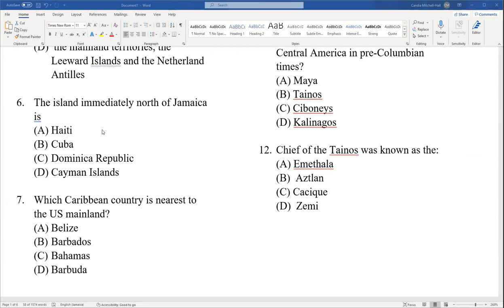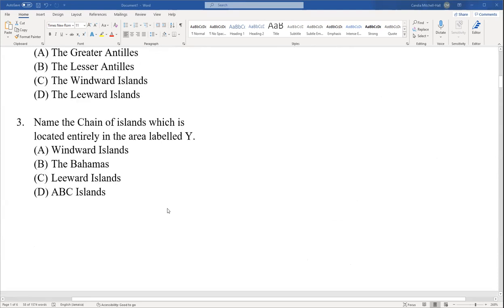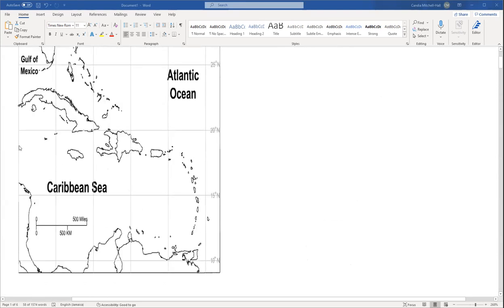Yes. Which Caribbean country is nearest to the U.S. mainland? That would be Belize. No, I think it's the Bahamas. The Bahamas. Yes, sir. All right. One second. Let her go up to the map. So Belize is right here. The Bahamas is here.